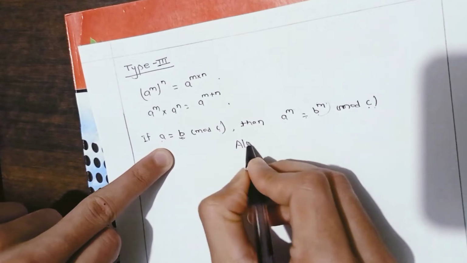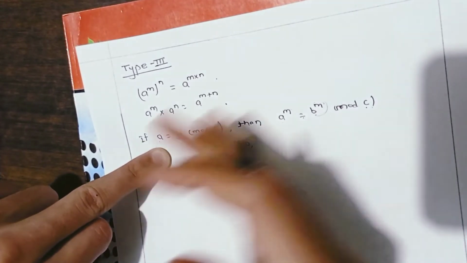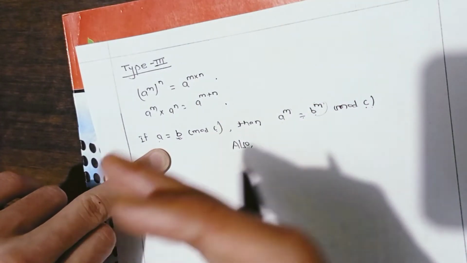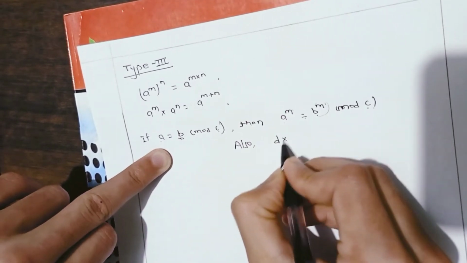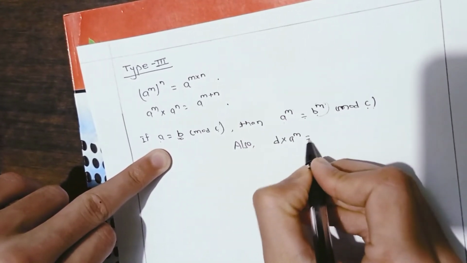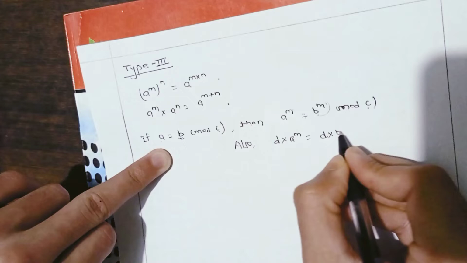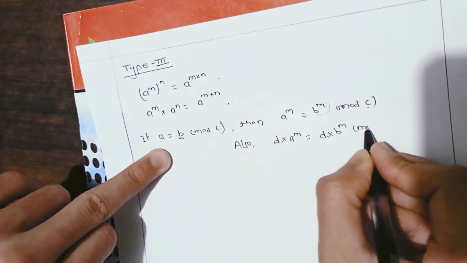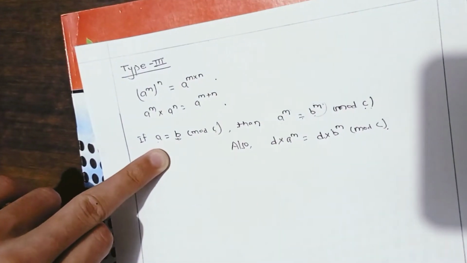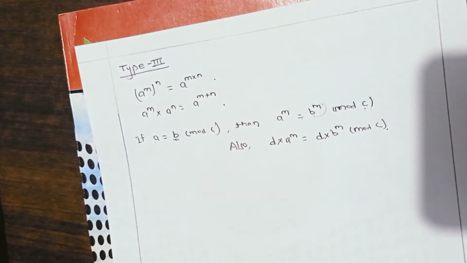Also, if some number say d is multiplied to a power m, then the remainder will be d into b power m mod c. This is the condition which I'm going to make you learn.